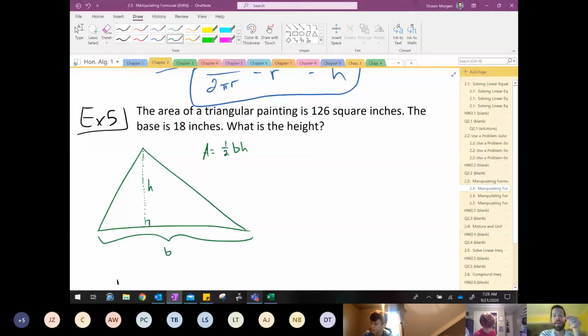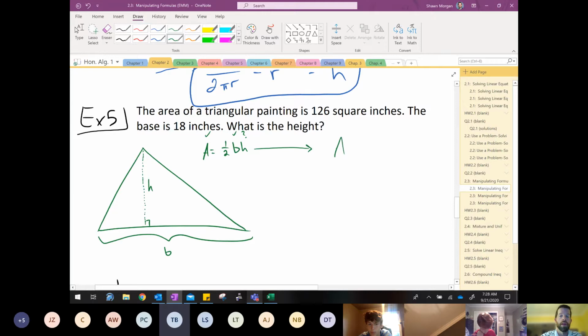So it says the area of a painting is 126 square inches. That's going to be the A value. It says the base is 18. That's the B value. And we said, what is the height? That's what we want to get by itself. Now, there's two ways you could do this one, fellas. You could plug those values in initially, or you could solve for H initially. And actually, I'm going to take the second tack just as an exercise. I probably wouldn't do it that way if it was me. But let's go ahead and get A equals 1/2 BH to where H is solved for.